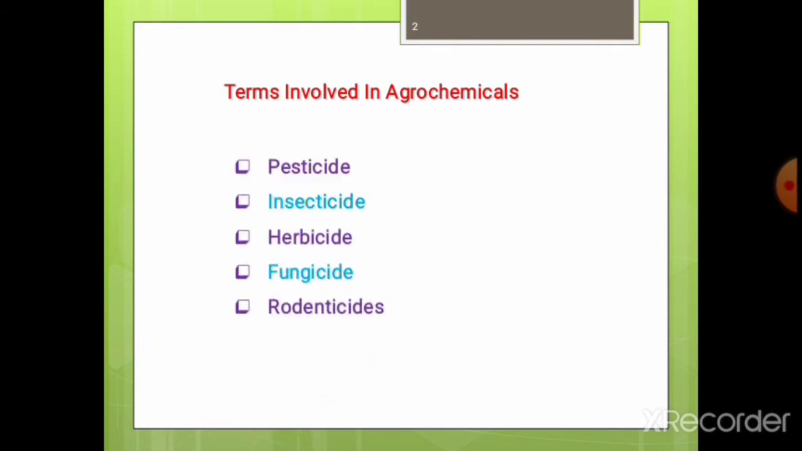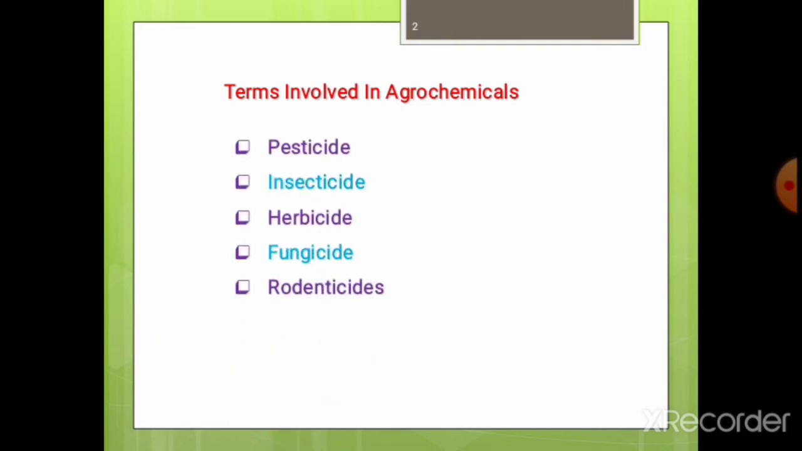Agrochemicals are the chemical substances which are used in the agricultural industry, and these are specifically used for increasing the crop production, then for getting a high variety of yield. In our India, due to increased population, there is a need of increased food, and these agrochemicals are playing a very important role in the Indian economy. What are the different terms involved in agrochemicals? These are the pesticides, insecticide, herbicide, fungicide and rodenticide. We have to see all these terms in detail.